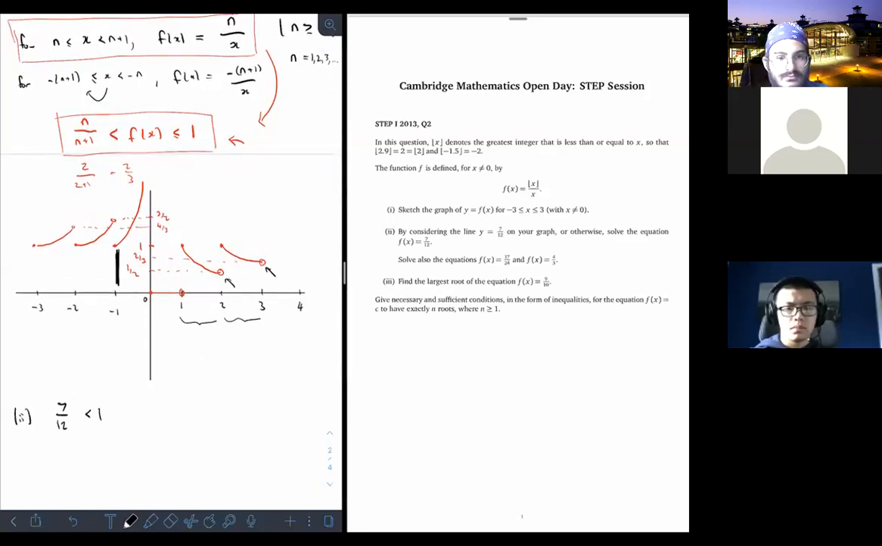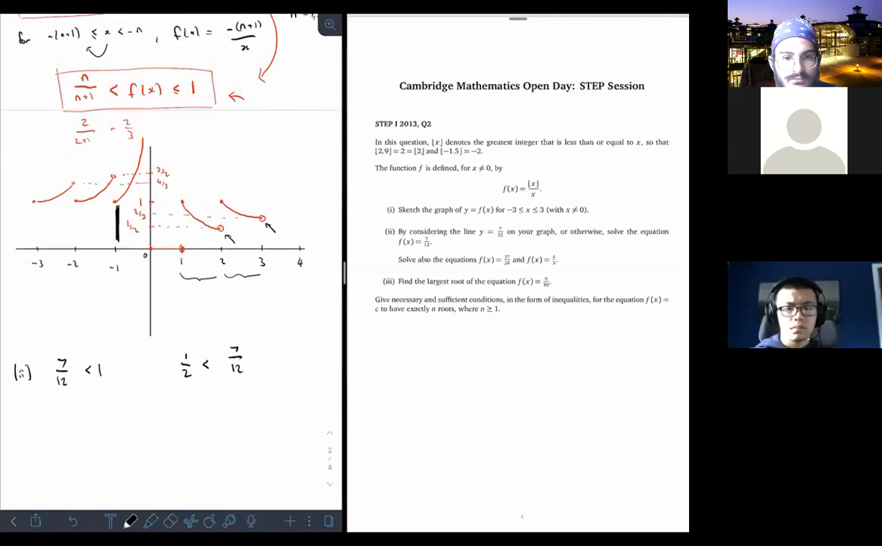So, some quick calculation. We clearly know that a half is smaller than 7 over 12, because 7 is bigger than 6. But we also know that 2 over 3, which is equal to 8 over 12, is bigger than 7 over 12. So this tells us that 2 over 3 is bigger, and a half is smaller.